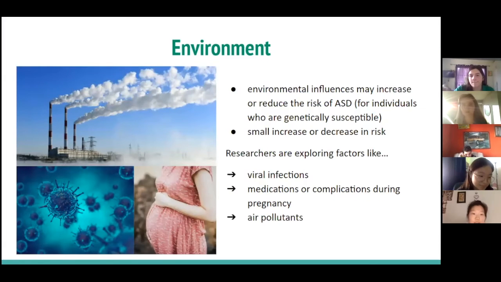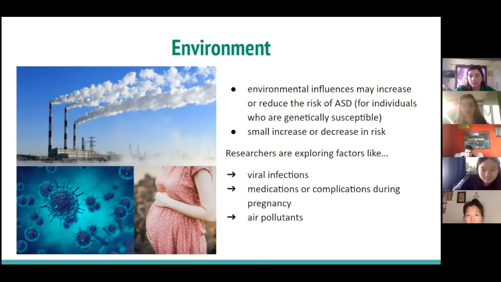On the other hand, scientists are also looking at environmental factors as they may also increase or reduce the risk of an individual developing autism spectrum disorder, especially for those who are already genetically predisposed to it. However, it is important to note that this may only be a small increase or decrease in risk for the offspring to develop autism spectrum disorder.